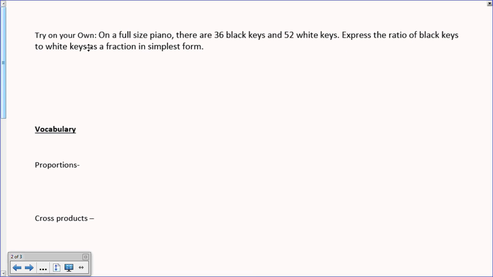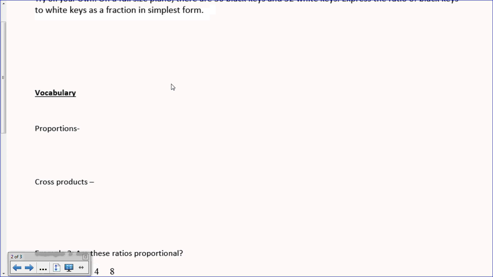Now, you get to try a word problem on your own. Very similar. Okay? So go ahead and try this one on your own, and we will go over it next class. Alright, now moving on to proportions.